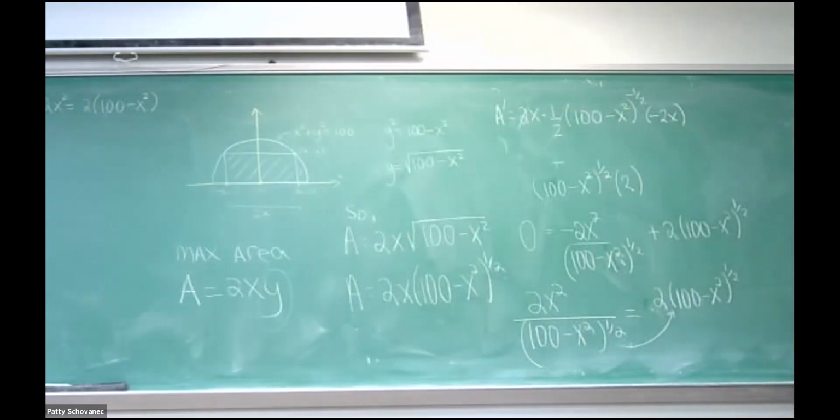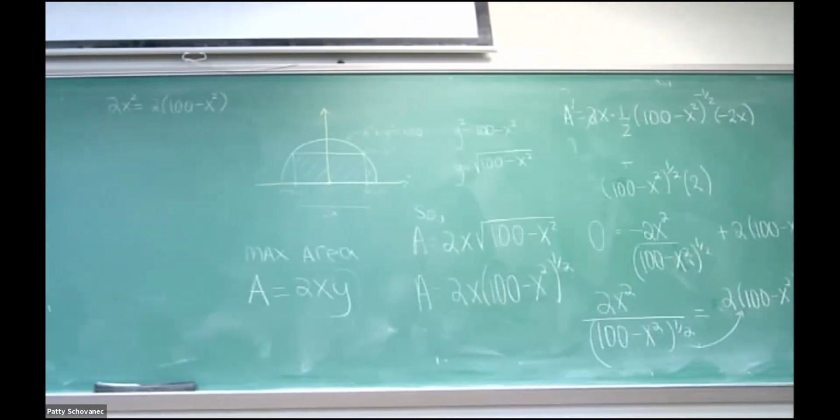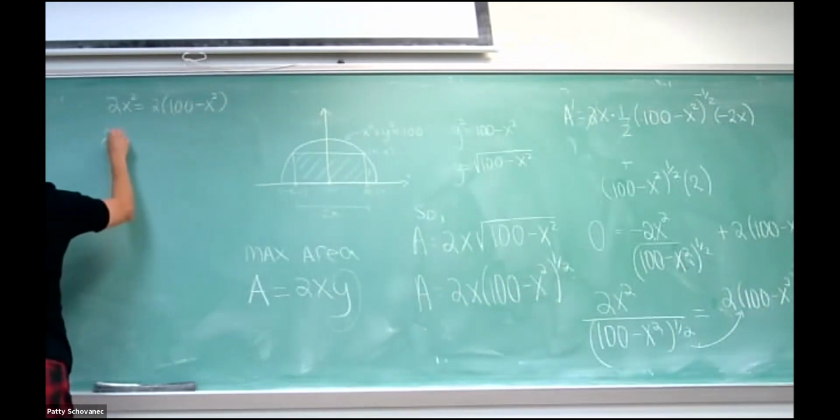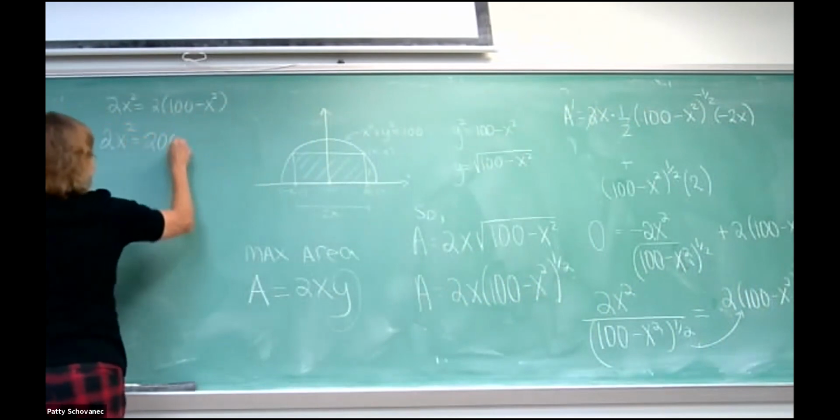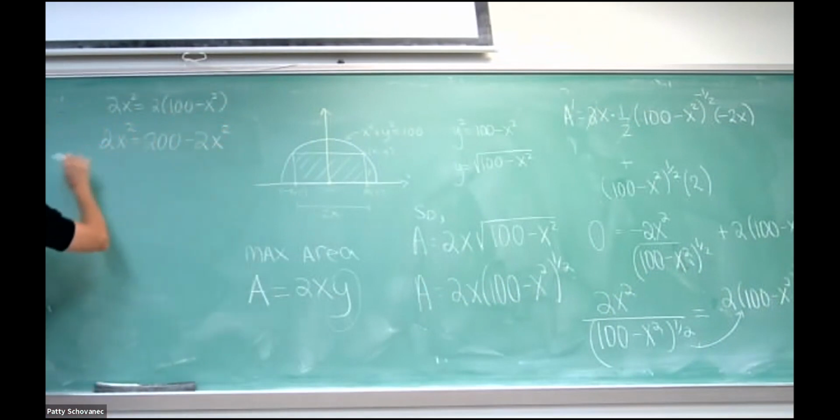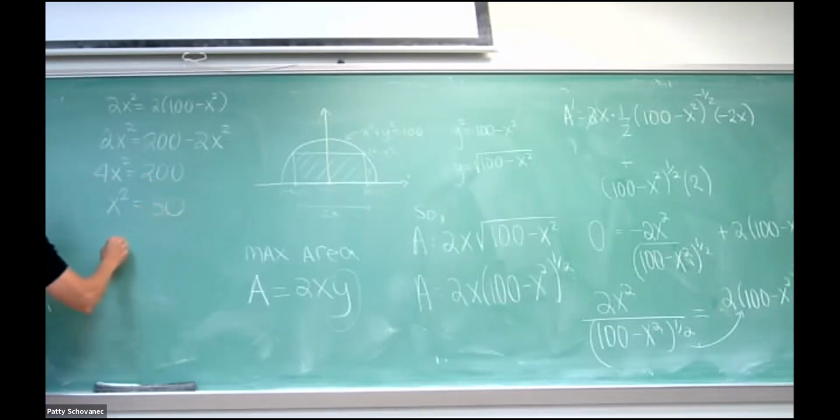You with me? And so if I distribute, okay, move that over again. I'm going to distribute the 2 in there. 2x squared is going to be 200 minus 2x squared. Get my 2x squareds together and give me 4x squared. And I'm going to divide both sides by 4. So 4 goes into 200 50 times, so that's 50. So x is the square root of 50. I can write that as 5 times the square root of 2 because 50 is 25 times 2.